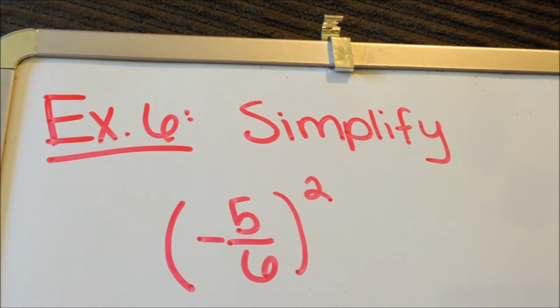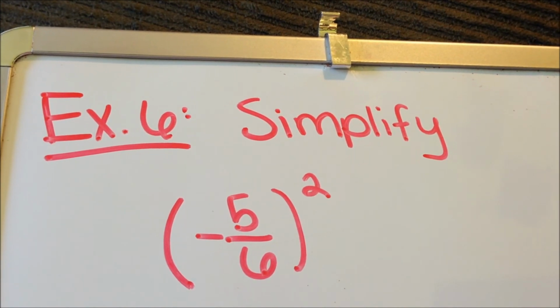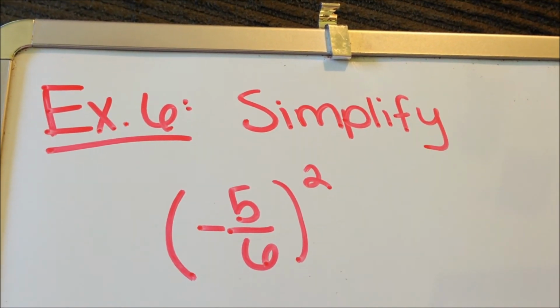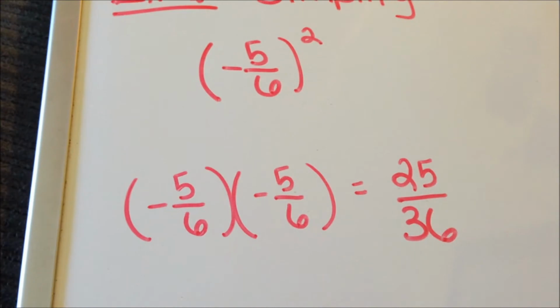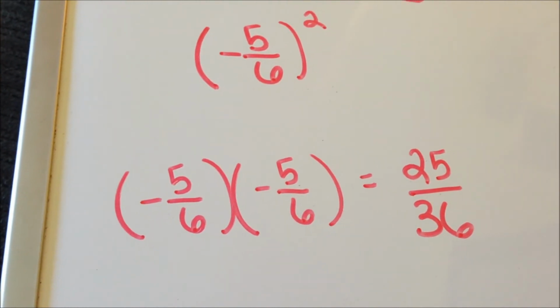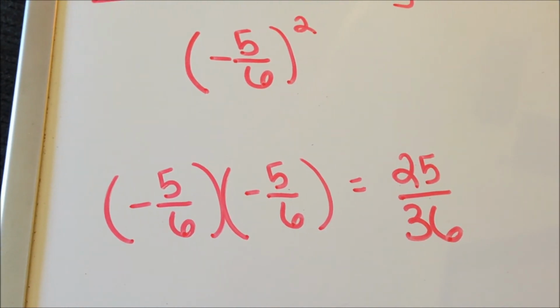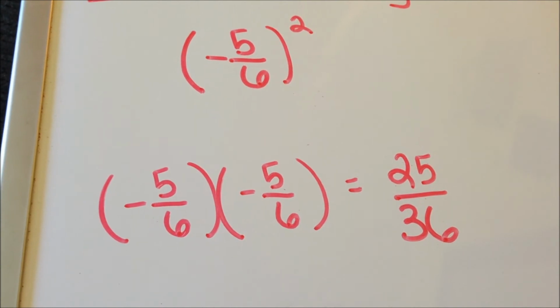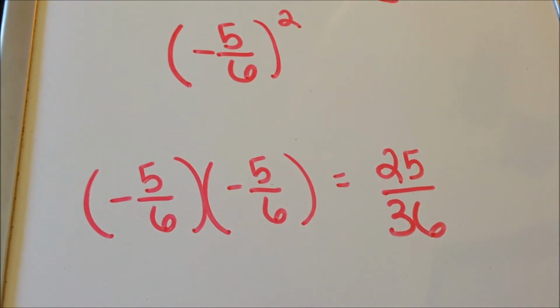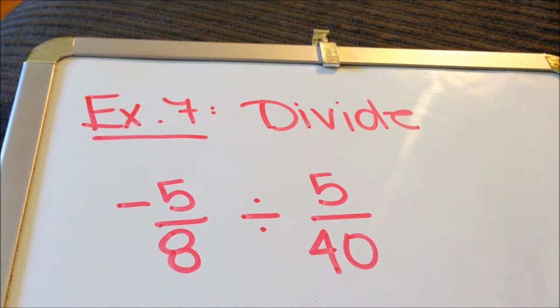Example 6, simplify negative 5/6 in parentheses squared. So we have negative 5/6 times negative 5/6. A negative times a negative is a positive, and our answer is 25 over 36. No cross reducing is possible.